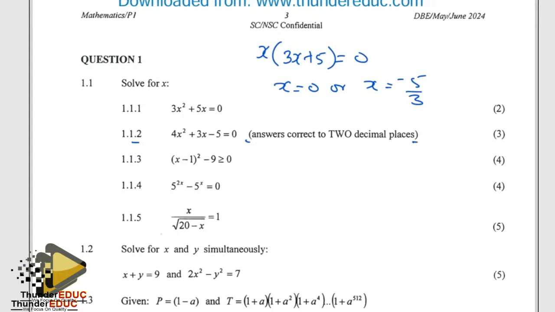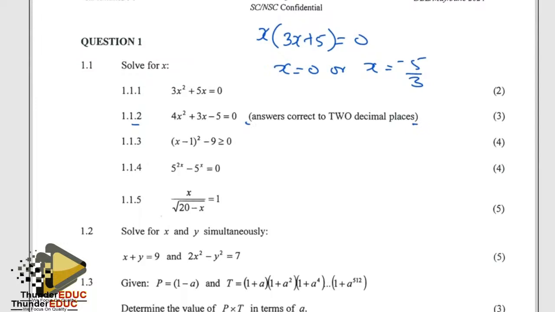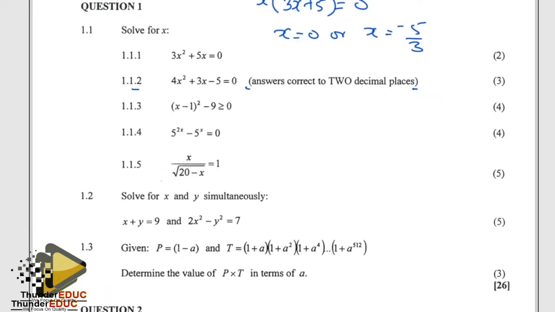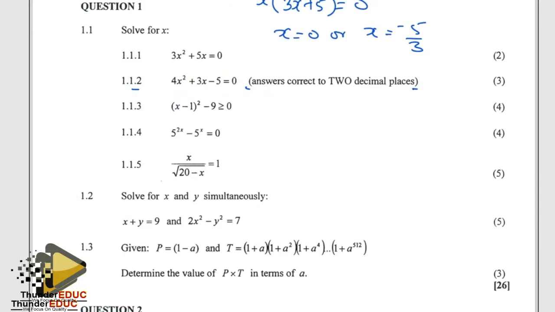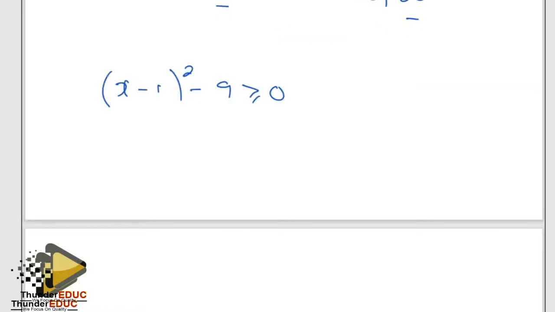1.1.3, you're being told that x minus 1 squared minus 9 is greater or equal to 0. So this is the inequality part of the question. I'll still do it on this other side. So it is x minus 1 squared minus 9 is greater or equal to 0. Okay, so there's two ways to answer this. You can either open up this bracket and form a standard equation of the quadratic, or we can just move the 9 that side, and either way, our aim is to end up with the critical values.